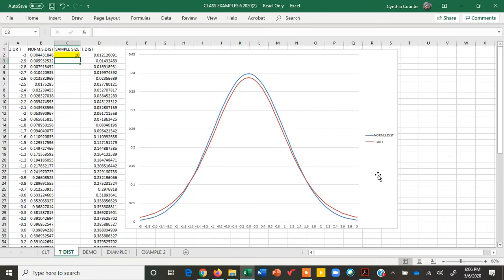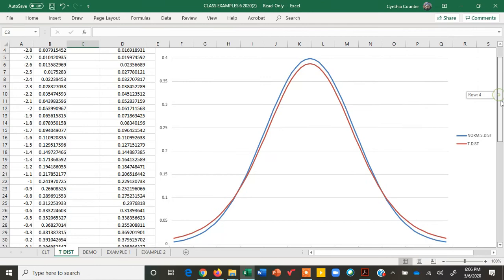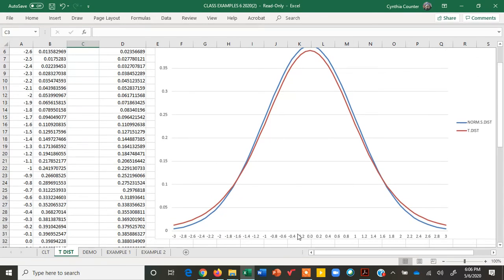What you'll see in this graph, and let me try to make it a little bit bigger, is that what's in blue is the standard normal distribution, right? So when you look down here, you see we have 0 in the middle because the mean of the standard normal is 0, and the standard deviation of the standard normal is 1. So here's 1 standard deviation to the left, 2 standard deviations to the left, 3. 1 standard deviation to the right, 2 standard deviations to the right, 3.